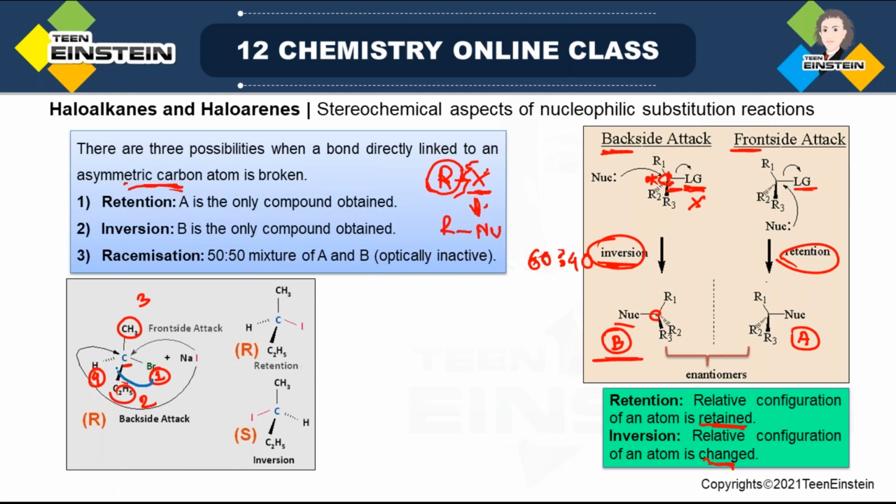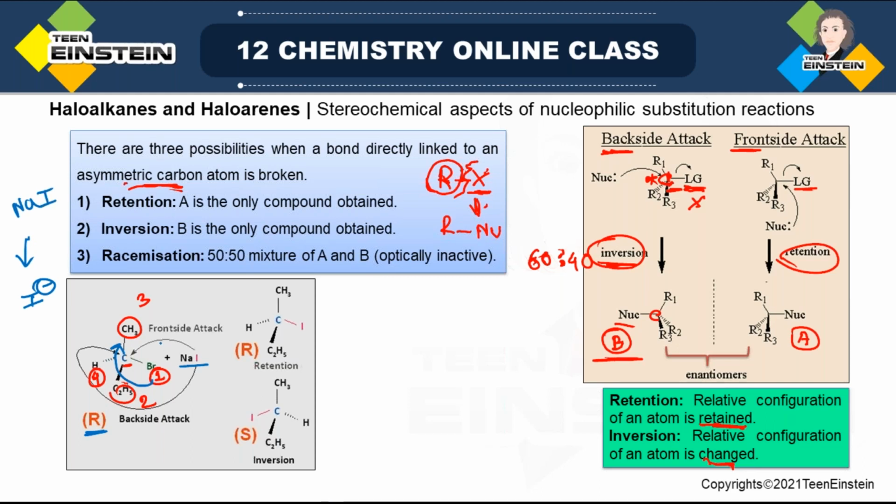So 1 to 2 to 3, this movement is clockwise, so that is why it is R. Now two types of attack possible. Here the reagent that we are using is the source of nucleophile. The nucleophile is actually iodide, I minus. But where is this iodide generated from? It is generated from sodium iodide.